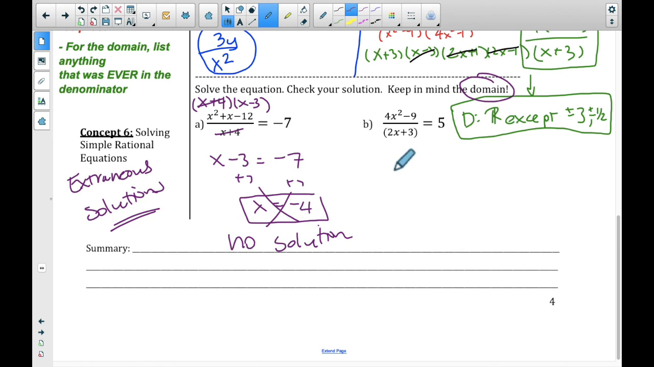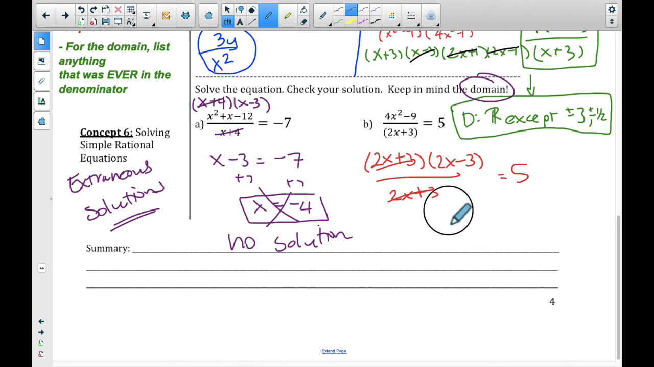Okay, last problem. Once again, we want to factor that numerator, 2x plus 3. It's a difference of squares, so I know how to factor that. And the 2x plus 3 goes down here. You set it equal to 5. Okay, the 2x plus 3 is canceled. So now I have 2x minus 3 is equal to 5. That's 2x equals 8. That's x equals 4.